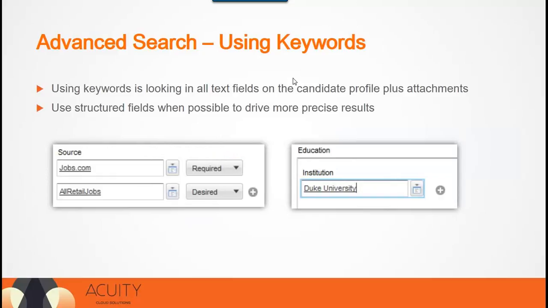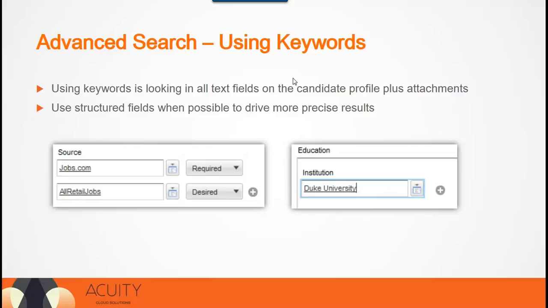When you search using keywords, you are searching in all of the candidate fields in their profile as well as their attachments. So any word at all, any word that shows up in any place on the profile or their attachment will bring in that list of candidates as part of your results. Because of this, you want to use structured fields whenever possible in order to provide more precise results.